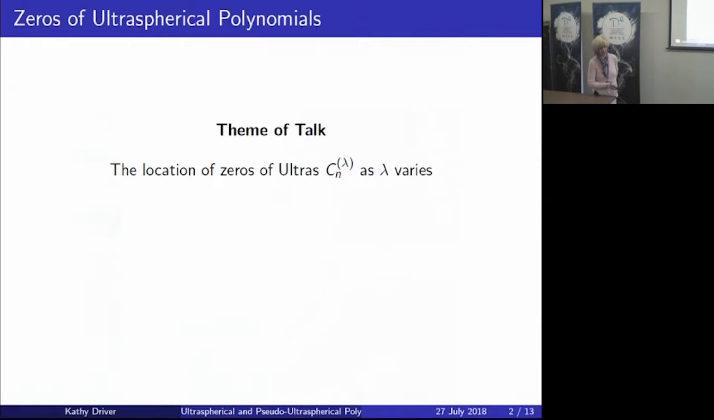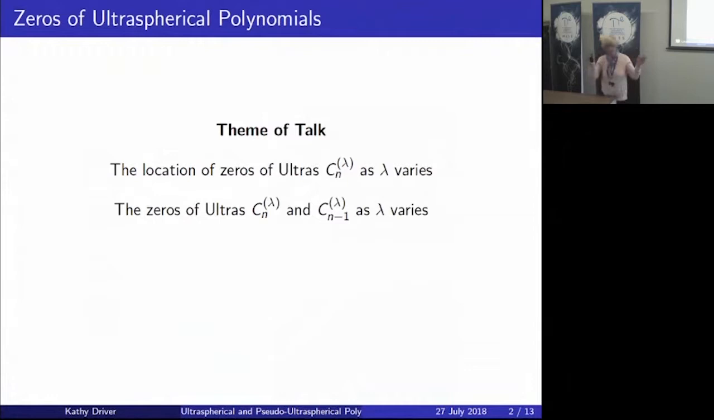We're going to talk about the zeros of ultraspherals of consecutive degree. So one polynomial has degree 5, say, and the other has degree 4. The zeros are all real, they lie in a specific interval, and they satisfy a particular property called interlacing, which I'll discuss in a moment.